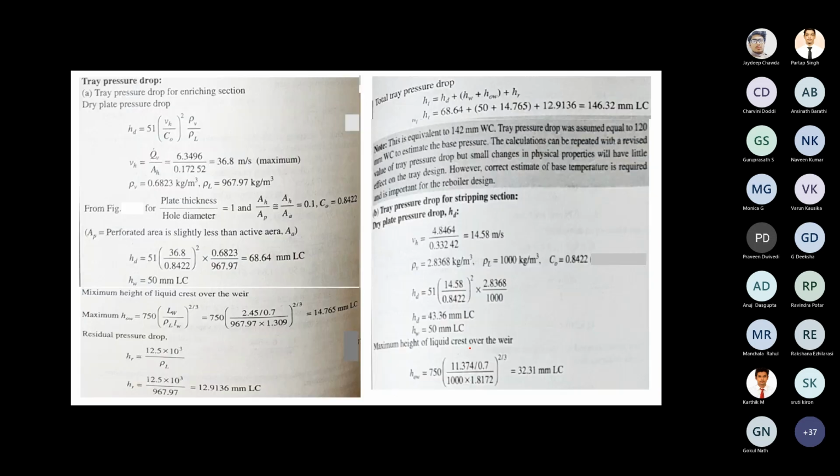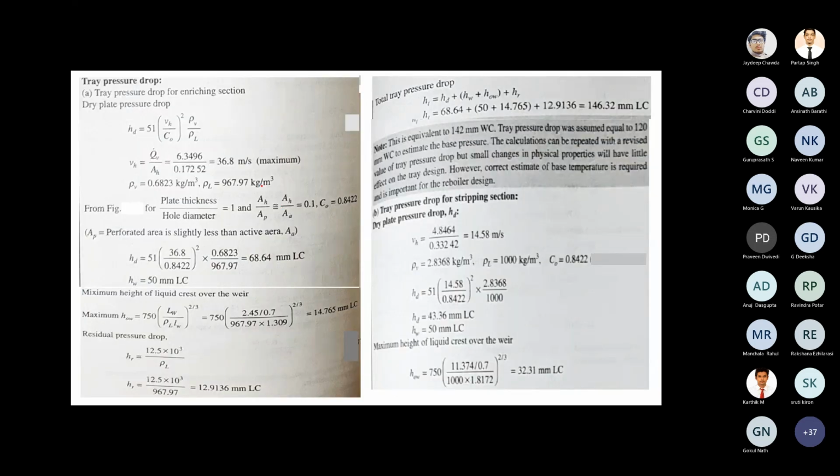So the minimum hole velocity is 7.32 meters per second. The actual hole velocity is 10.2054 meters per second. So here you have to use the hole area, that's important. So for both the sections, the minimum operating rate is above the weep point, that is verified.